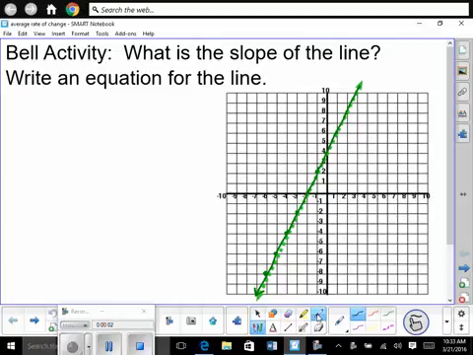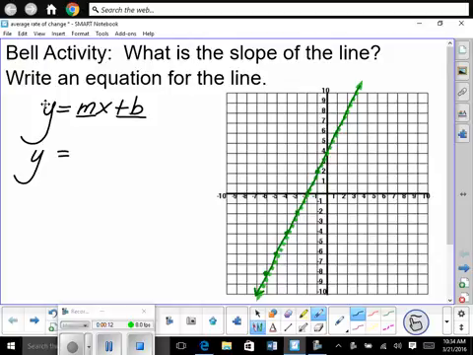The slope of the line. So lines have the form y equals mx plus b, right? Where m is the slope and b is the y-intercept. I'm just going to write my equation on my line right now. So my y-intercept is where we're crossing the y-axis, which is at positive 4, right? So that's plus 4. Now we need our slope.